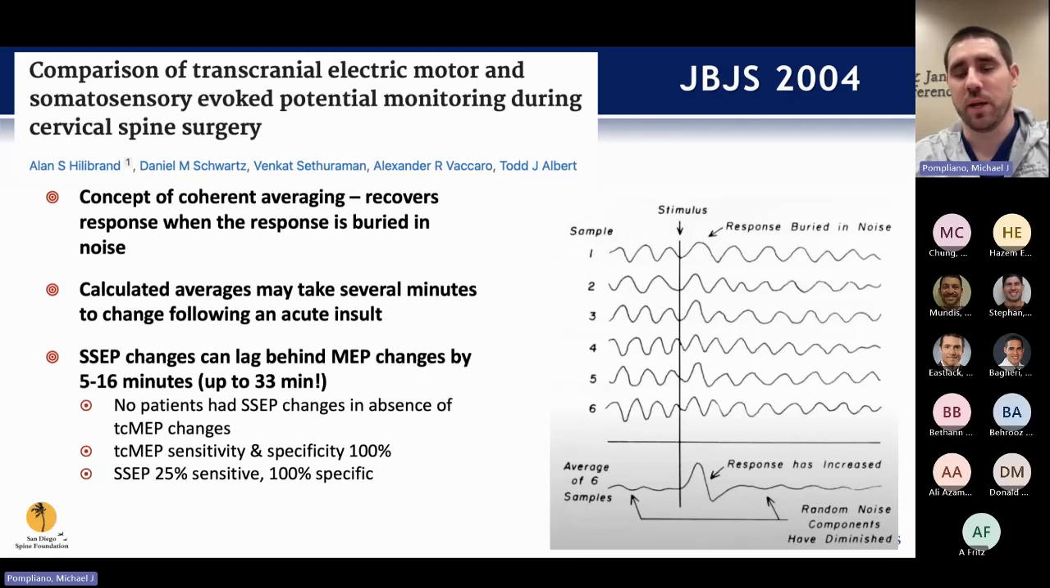This can lag behind MEPs anywhere from 5 to 16 minutes, with one prominent study showing up to 33-minute delay between the two. In this study, no patients had SSEP changes in absence of MEP changes. So the MEP was 100% sensitive and specific, which is not always the case, but in this study it was, whereas the SSEPs was 25% sensitive and 100% specific. A lot of this is pretty tough because it depends on which study you look at, and that's a common theme throughout this presentation. Those numbers vary a little bit, so we'll try to focus on more trends than anything, but it can be very variable just because of all the different factors that can influence the accuracy.